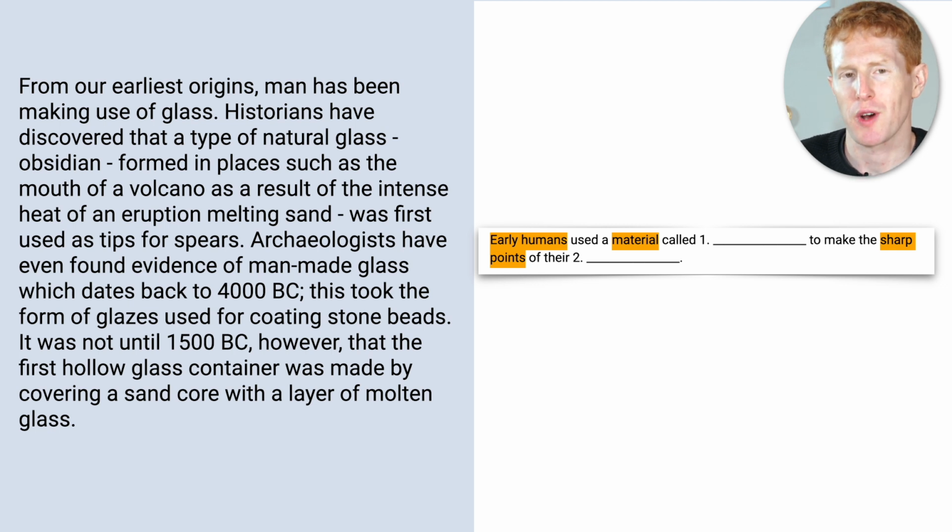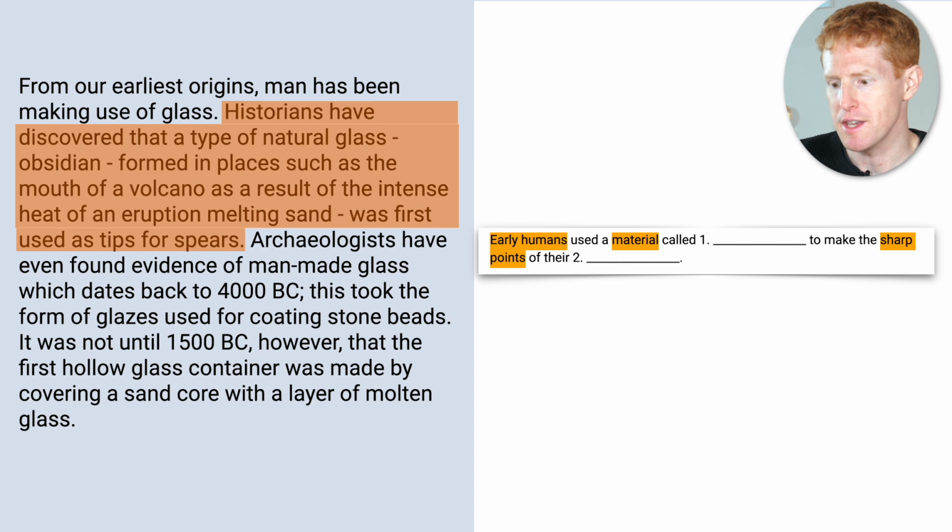Pause the video and try and find the answer, and then we'll do it together. Okay, I believe the answer is in this section. If you don't have the answer yet, see if you can find the answer for number 1 and number 2.